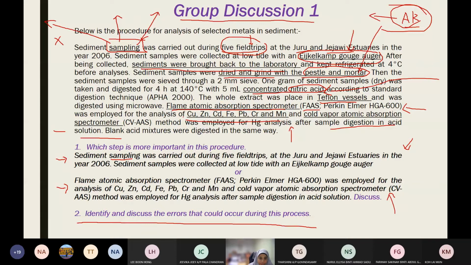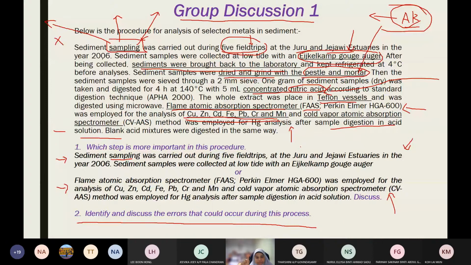Okay, and why I underline this part, copper, zinc, cadmium, lead ores, is referring to the preparation of your standard solution. So when you want to analyze your sample, first of all, you have to calibrate your instrument. In order to calibrate your instrument, you must have the standard solution. You must prepare the standard solution. Your standard solution should be prepared freshly.